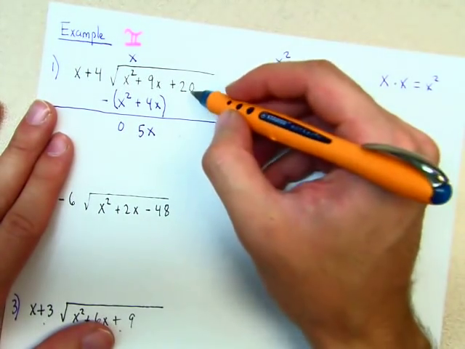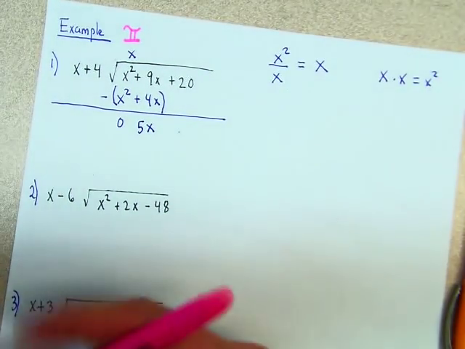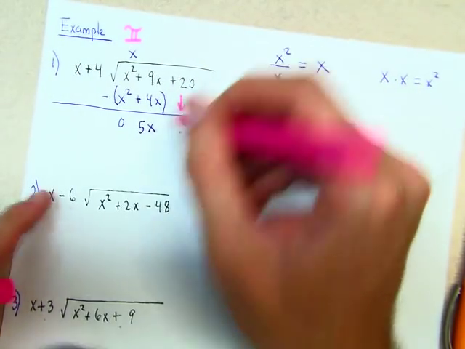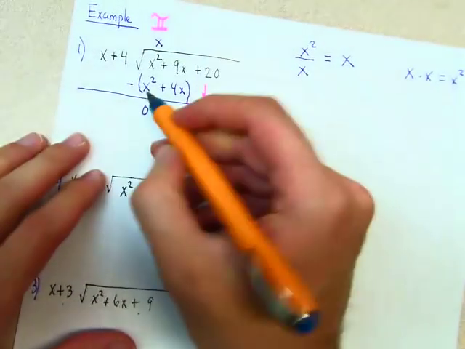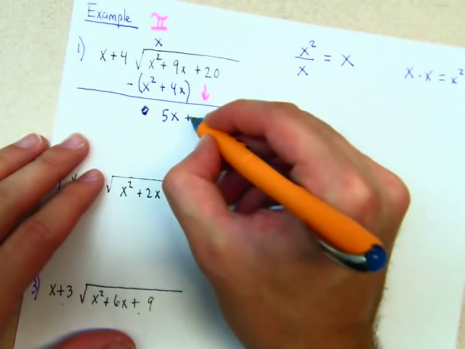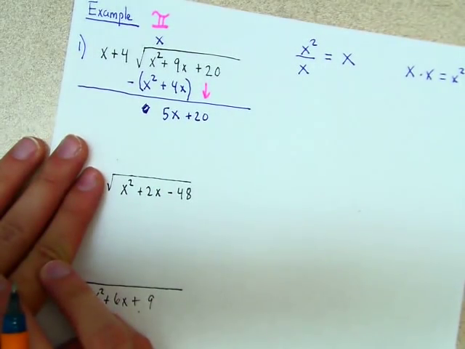And now, what do we do next? We bring down the 20. So we could scratch this out. This is plus 20. Okay?